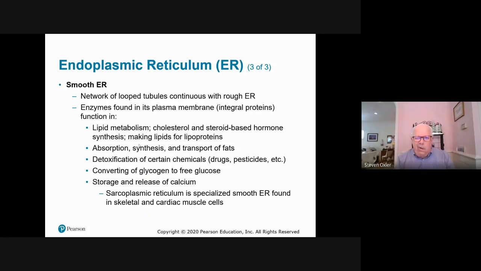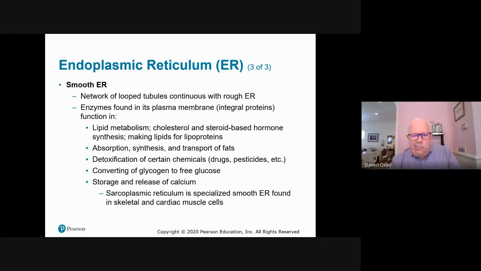These enzymes are important in making lipids. They combine lipids with protein and make lipoproteins. When you talk about lipid metabolism, you talk about cholesterol. The smooth endoplasmic reticulum makes steroids. The basis of all steroids is cholesterol. And when you talk about steroids in the human body, you talk about hormones. Most of the hormones are steroid-based.